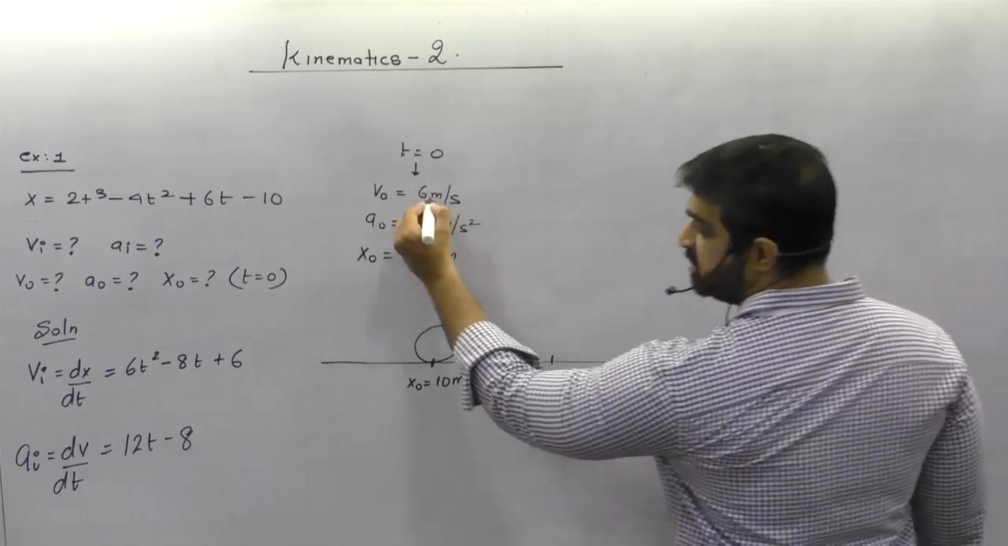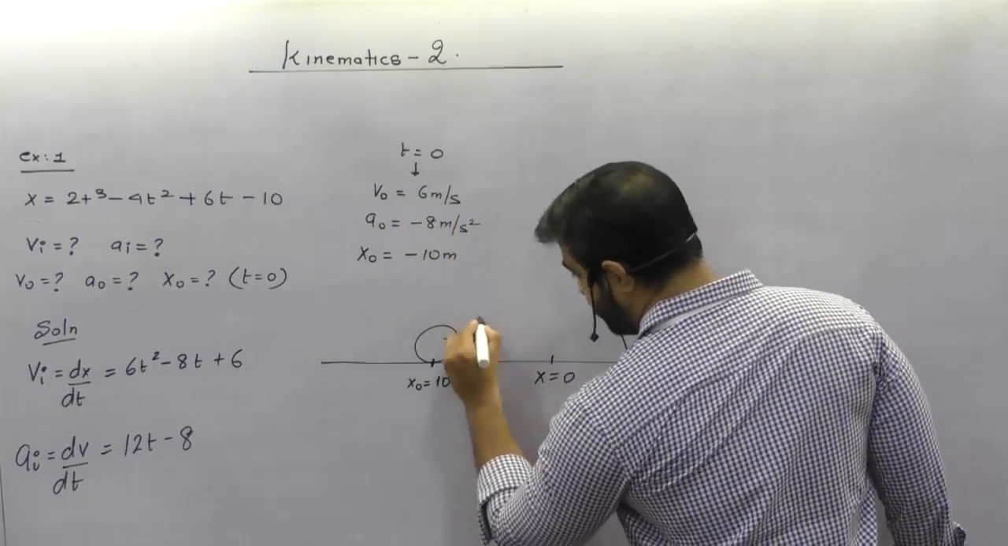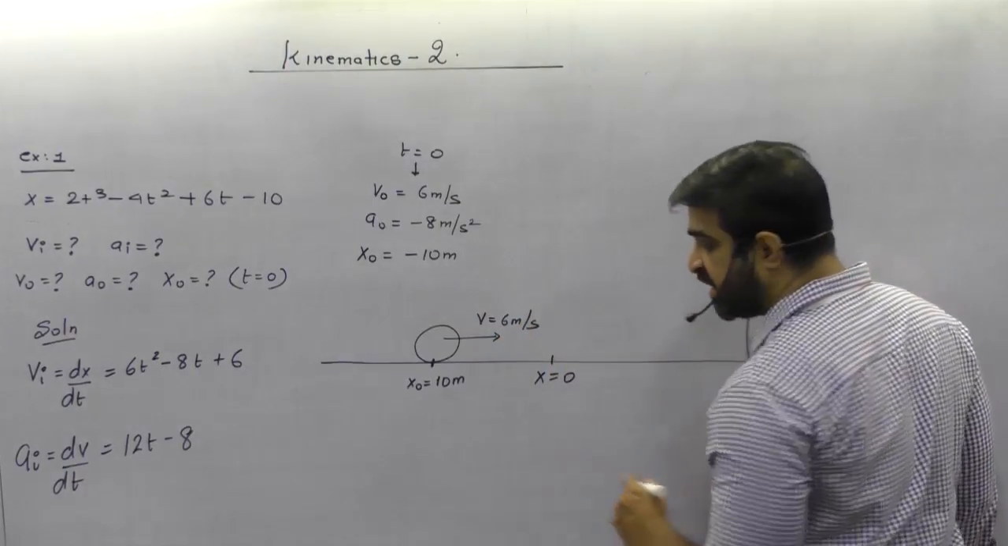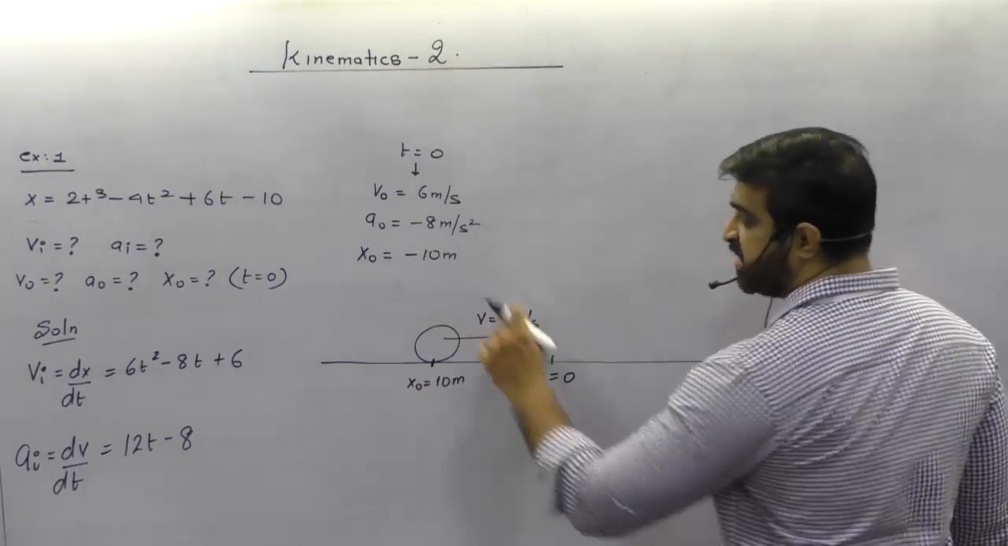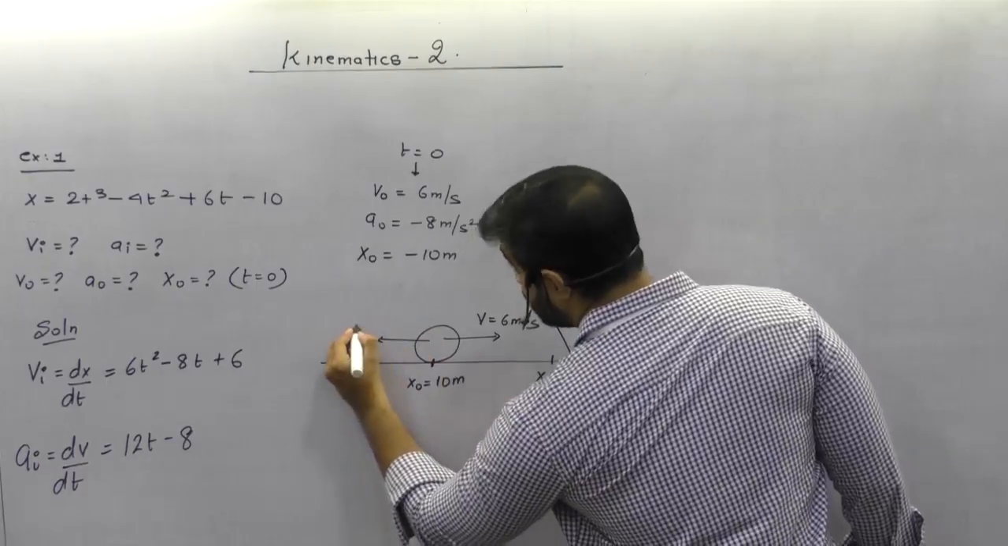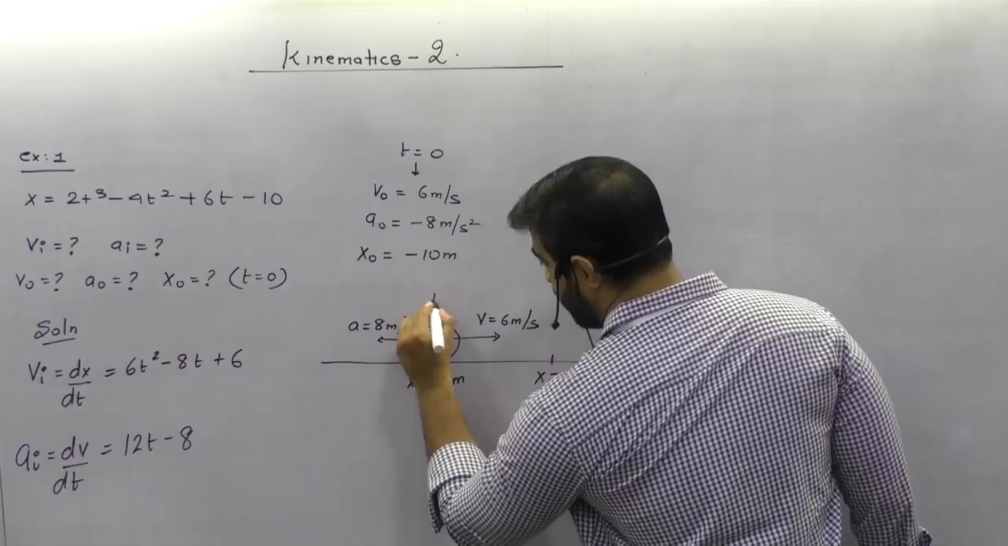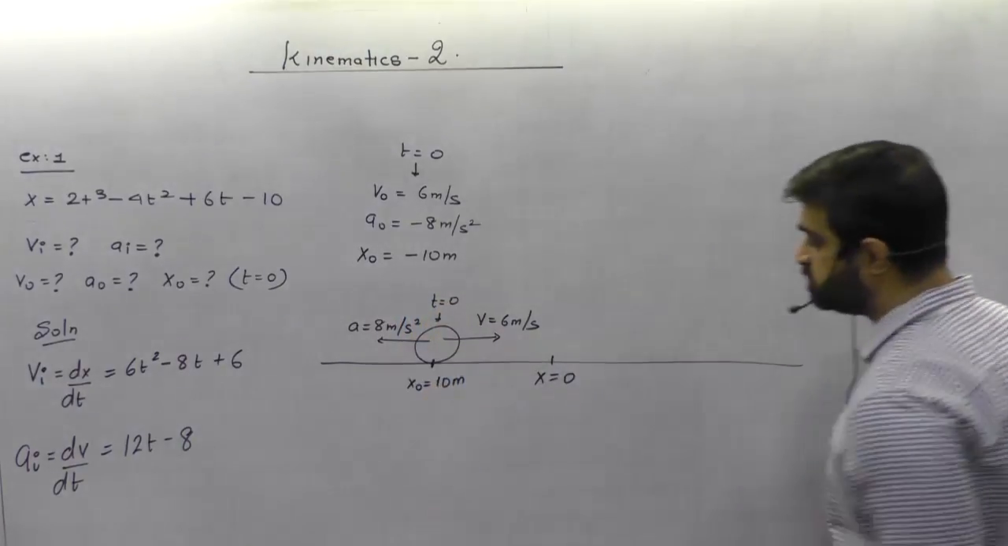How much was the velocity? 6 meters per second at that moment, at time 0. And how much was the acceleration? Minus 8, matlab usse direction mein, meter per second square. This is happening at time 0.